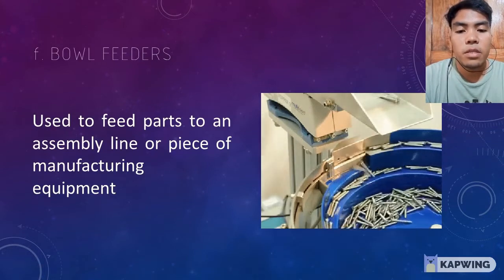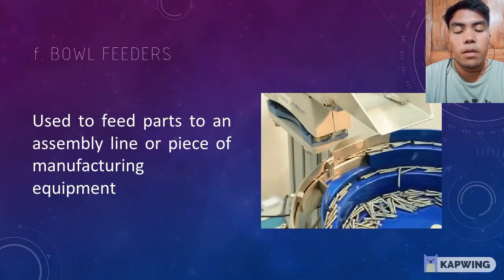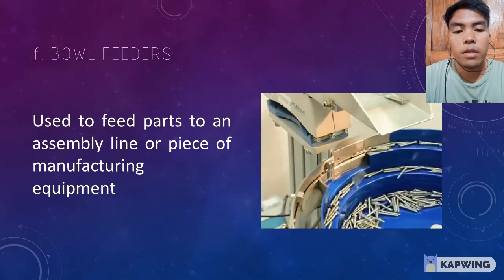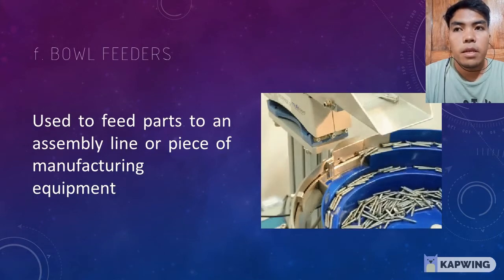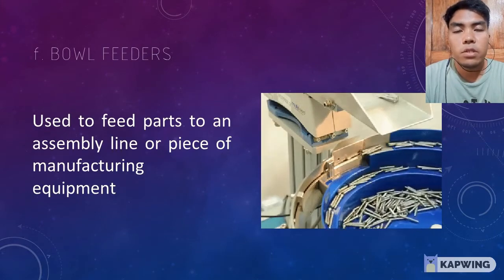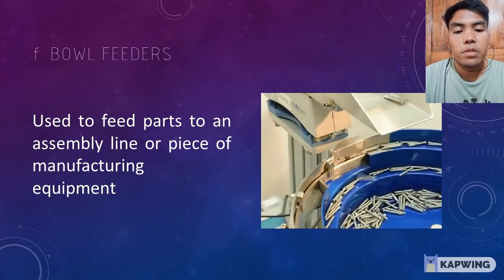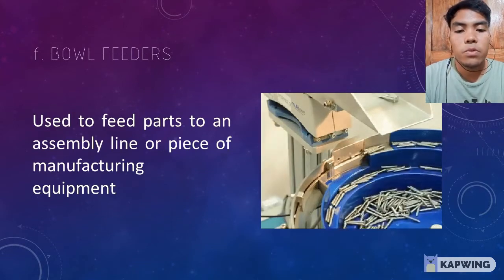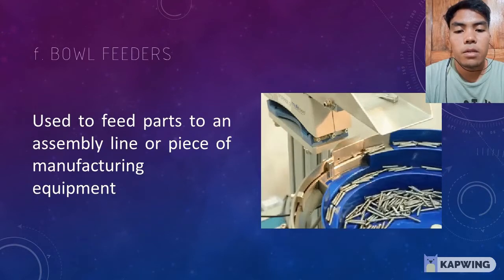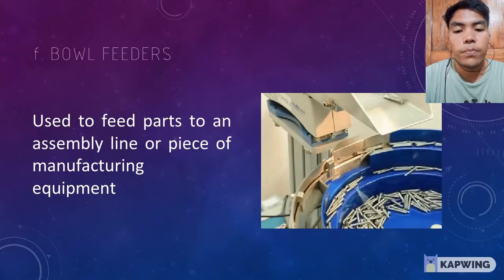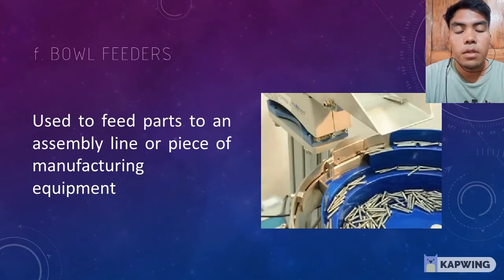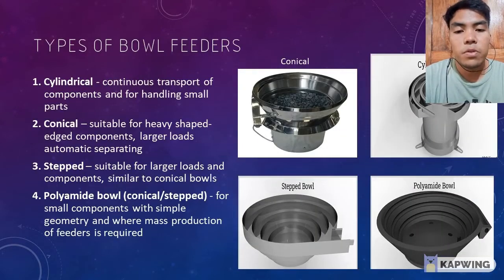It is a general description given to devices that feed parts for multiple and different applications. And basically, a bowl feeder uses mechanical vibrations or centrifugal force to move parts along a conveying track to an assembly line. So next slide. So next slide is the types of bowl feeders.